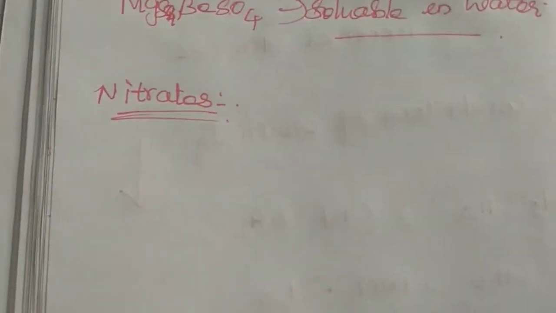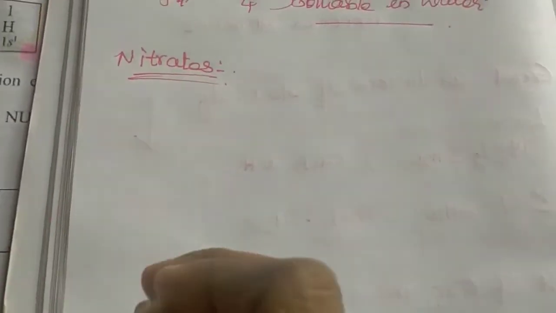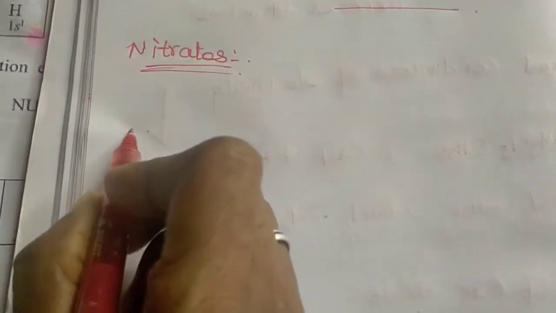Alkaline earth metals play an important role in our daily life. We use these metals for many uses. So we are going to see the uses for each of these metals. First one, beryllium. Uses of beryllium.